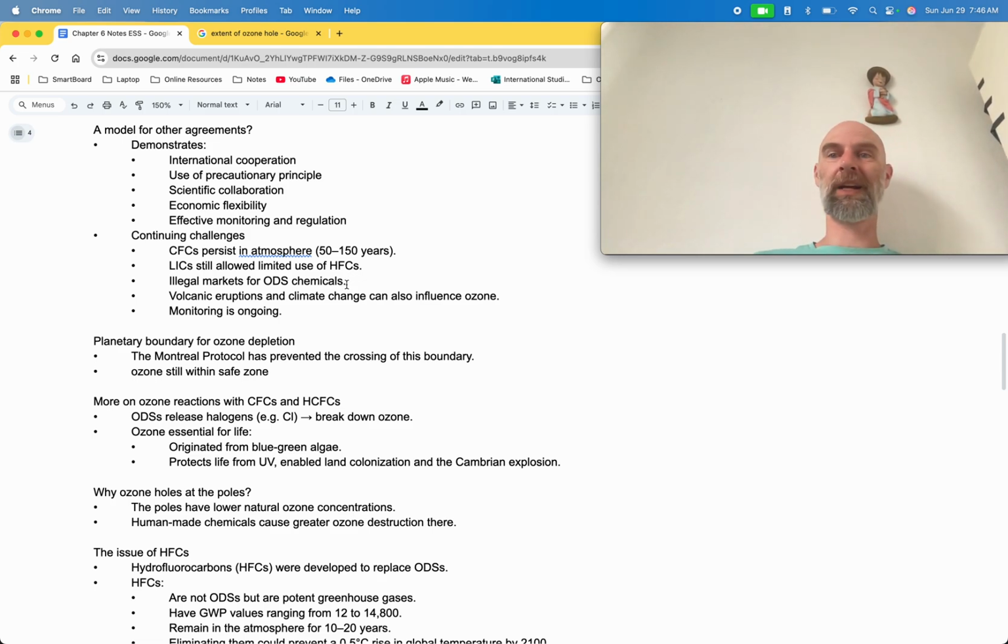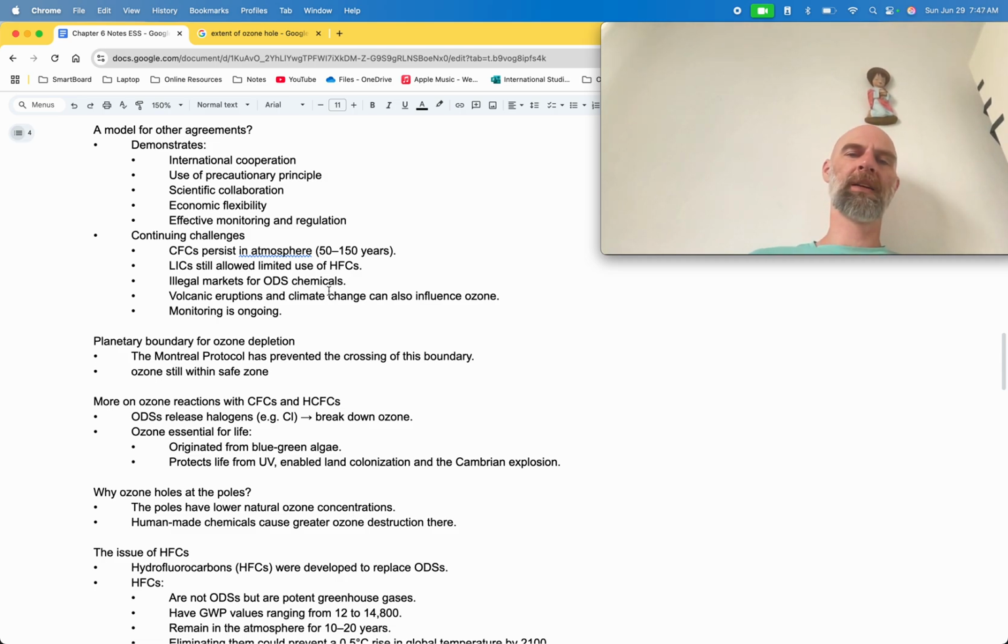Because people are just like, I like my old air conditioning unit. I don't have thousands of dollars to buy a new one. I'm going to just go on the black market and get some old nasty Freon, like that's dirty, that's been used for 20 years and probably doesn't have much lifespan left, but it's immediately cheaper.